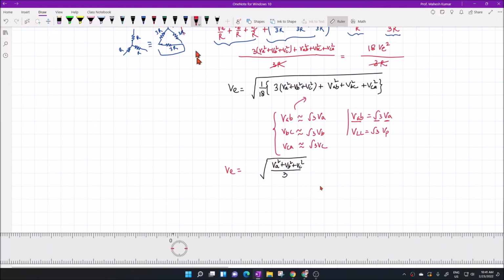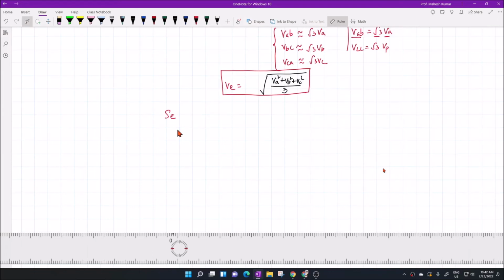This is the value of VE. So once we know VE, we can find out SE, which is 3 into VE into IE. You already know what IE is, what VE is. And then once we know SE, we can find out the power factor based on this effective apparent power, that is P by SE.